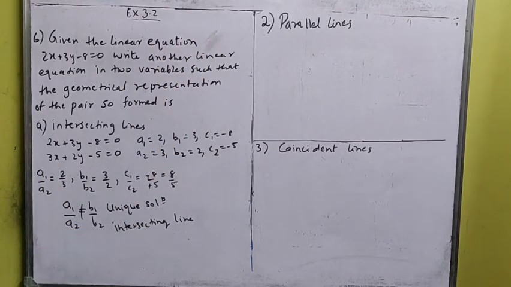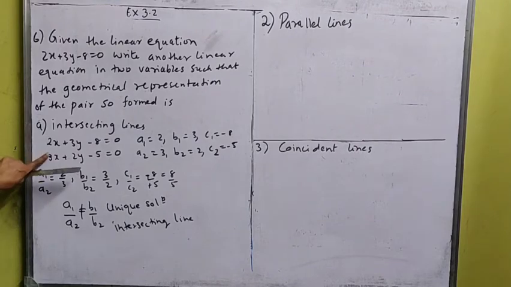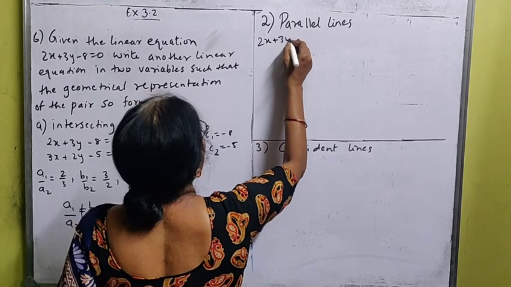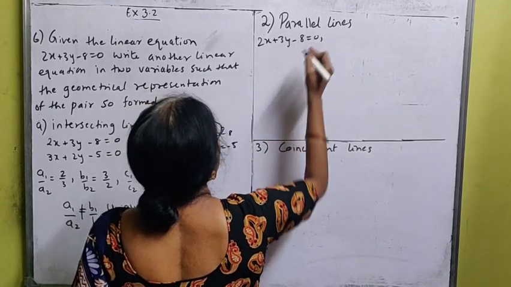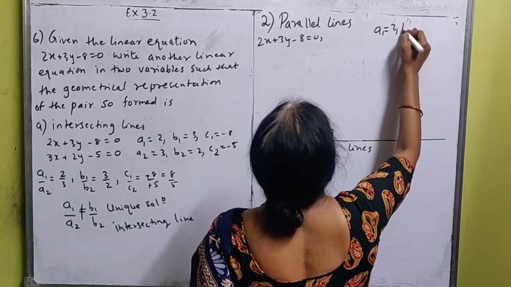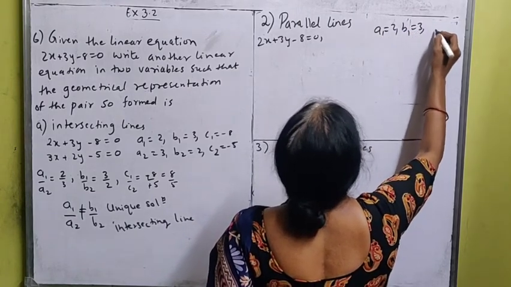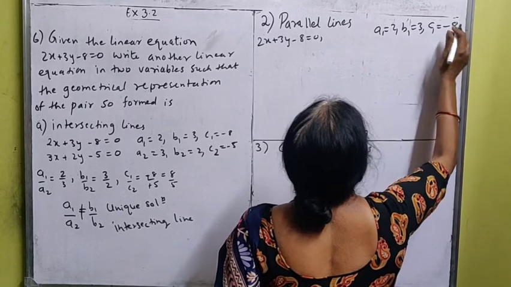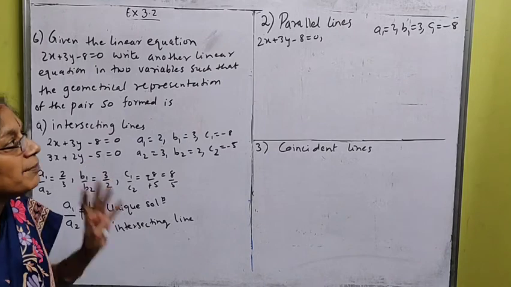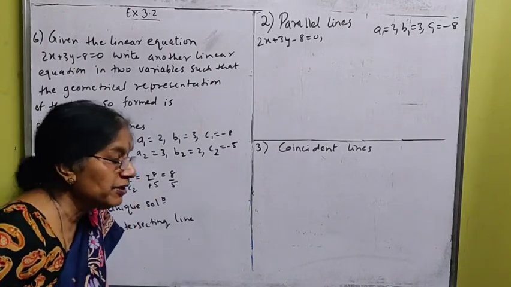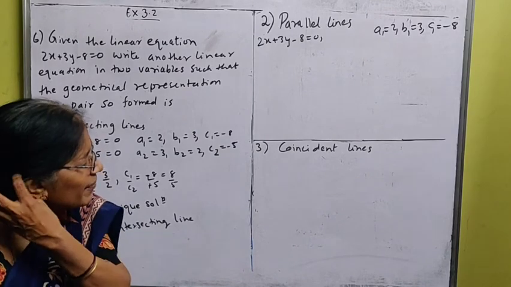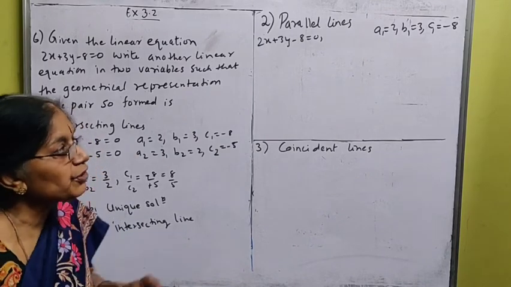Next, let us see what is given. Parallel lines. So same equation: 2x plus 3y minus 8 is equal to 0. Here A1 is 2, B1 is 3 and C1 is minus 8. Parallel lines means no solution. Means A1 by A2 should be equal to B1 by B2 should be equal to C1 by C2. All the ratios should be equal.